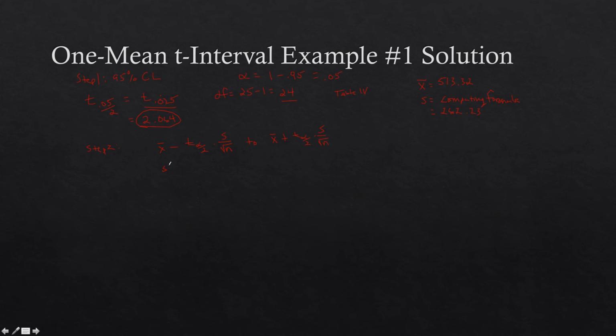So we know that the sample mean is 513.32. We know t alpha divided by 2 is 2.064. We know the sample standard deviation is 262.23. We know n is 25, so the square root of 25. It's the same thing on the other side, the only difference is it's going to have a plus sign here.